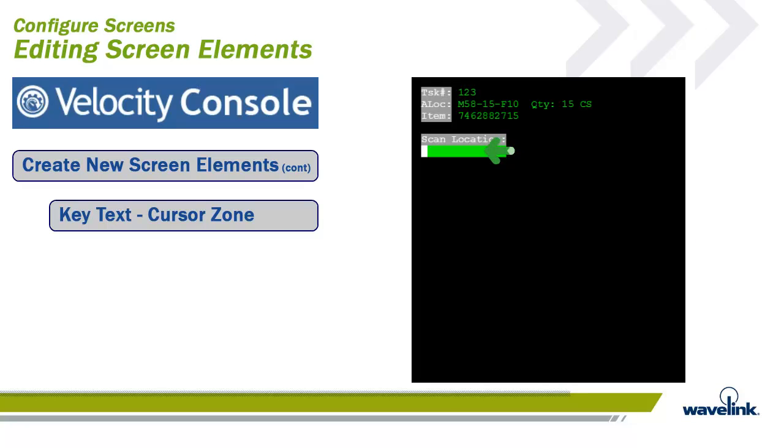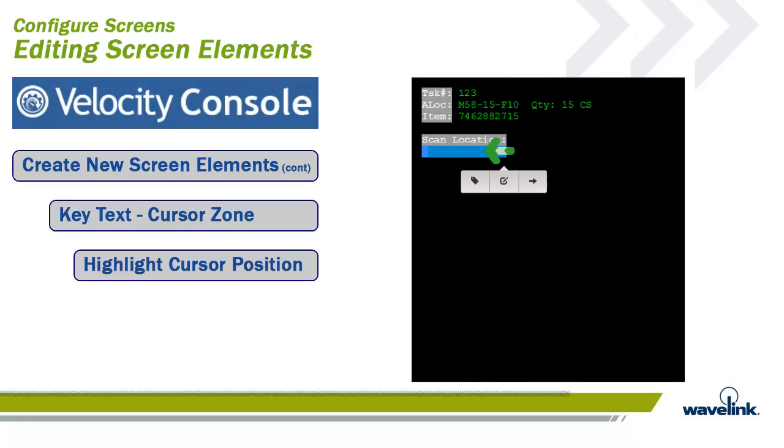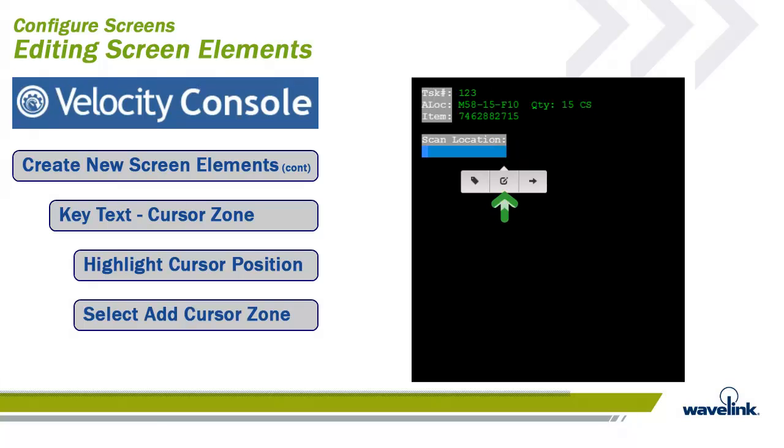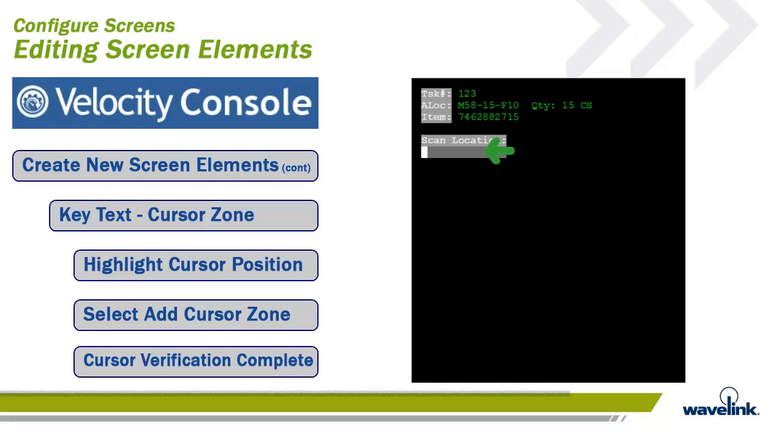As we learned earlier, the cursor position by default is included as part of the key text selection done by the predictive algorithm. If that designation is cleared or you want to add it back, it is possible using the menu command Add Cursor Zone. In this example, the cursor is not part of the key text algorithm. To add cursor position verification, highlight the length of the cursor field. A menu will appear. Select the Add Cursor Zone. The cursor verification is now added to that screen.